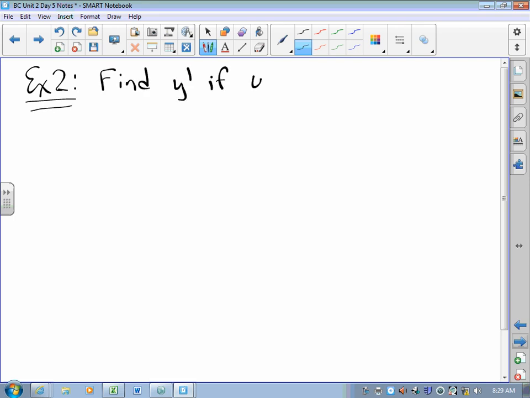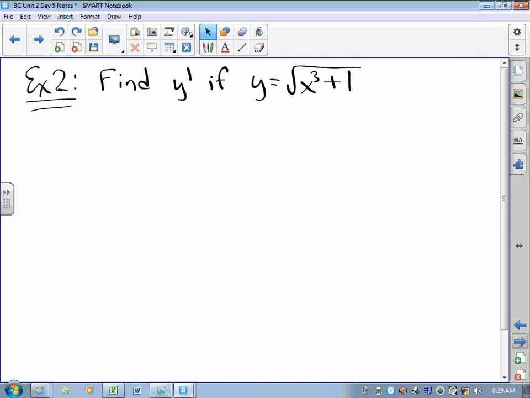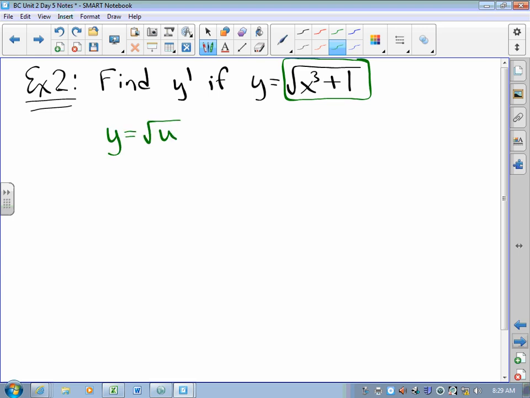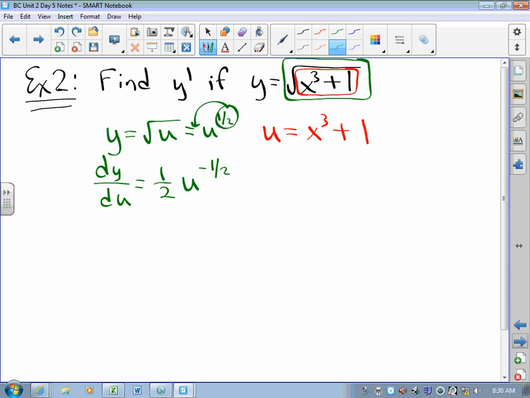Find y prime if y is the square root of x cubed plus 1. So again, the outermost function is the square root function. y is the square root of u. The innermost function, the u itself, is x cubed plus 1. So I ask myself, what is the derivative of y with respect to u? That appears to be 1/2 u to the negative 1/2, because my original function is u to the 1/2, and that 1/2 comes down in front, subtract 1 from the power.